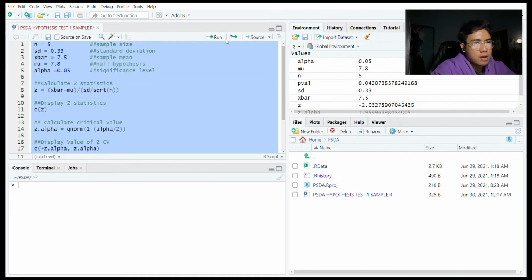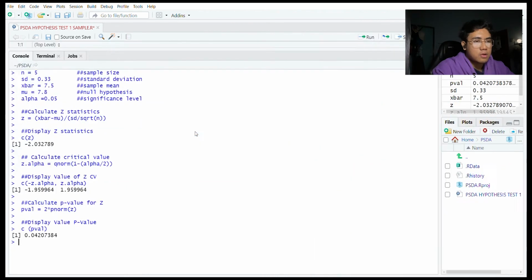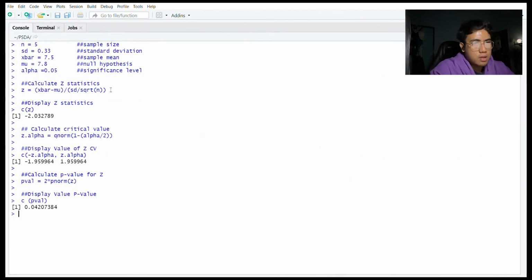Okay, first of all we run the code and then we move to the console down here. We can see here, to calculate the Z statistic, we use Z equal to x bar minus mu divided by standard deviation divided by square root of n. This is the basic formula that we have learned in our class.